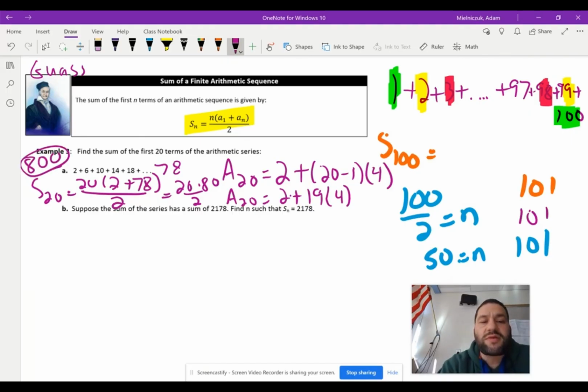Then it says, suppose the sum of the series has a sum of 2,178. Find n such that S of n equals 2,178. We're going to do that in another video because I believe I'm running out of time. Okay, so that will be your next video.